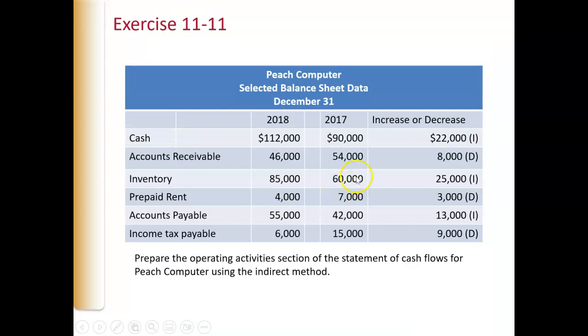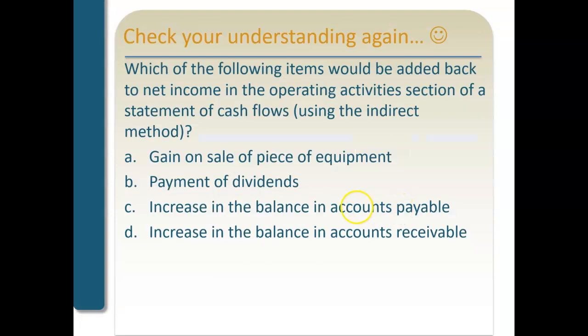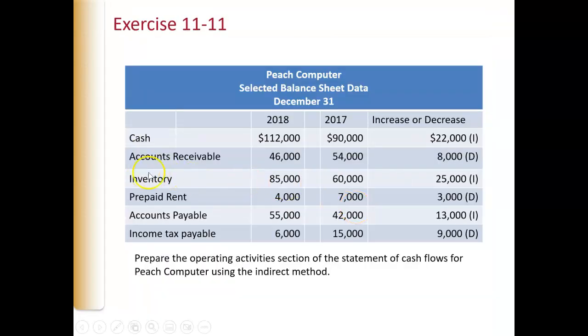Then, what are our current assets here? Accounts receivable, inventory, and prepaid rent, aren't they? What happened to accounts receivable? A decrease. So what are we going to do? We do the opposite. We're going to add. We add the decrease in accounts receivable, we add back. What happened to our inventory?